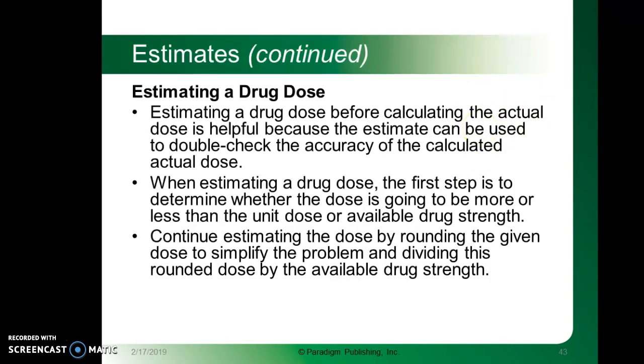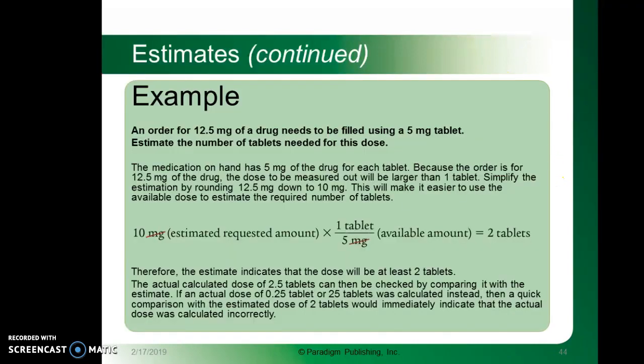So when estimating a drug dose, the first step is to determine whether the dose is going to be more or less than the unit dose or drug strength. Calculate the dose by rounding the given dose to simplify the problem and dividing this rounded dose by the available drug strength. In the next example, a 12.5 milligram dose of a drug is needed using a 5 milligram tablet. So we're going to estimate the number of tablets needed for this dose.